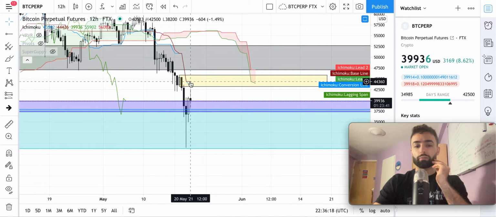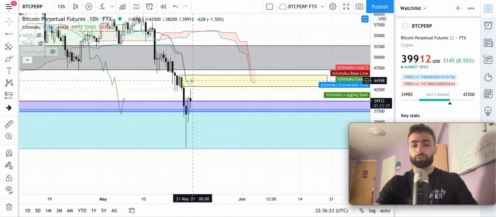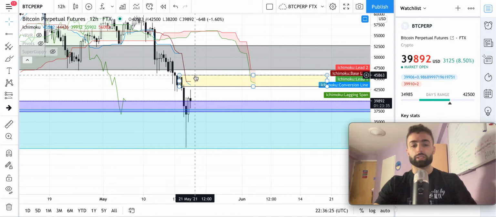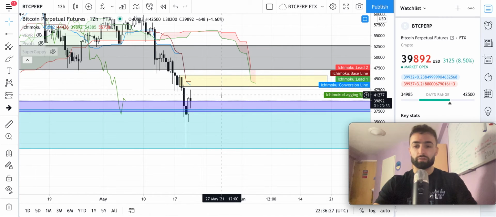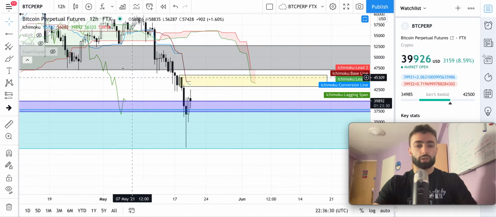Here is the Kijun, the 12-hour Kijun. So if we come up and hit that level, that's a short entry, and then you could potentially use this as a stop loss, where you're putting your stop loss above. So that's kind of what I'm looking for there.